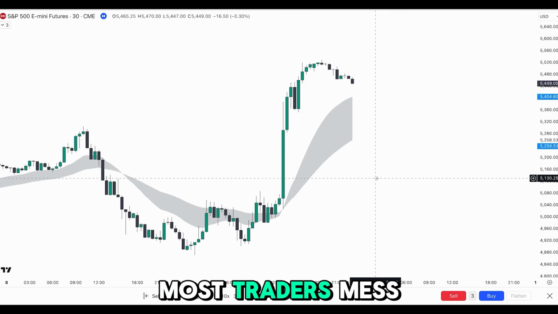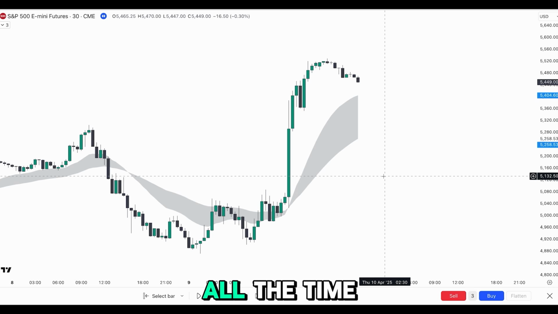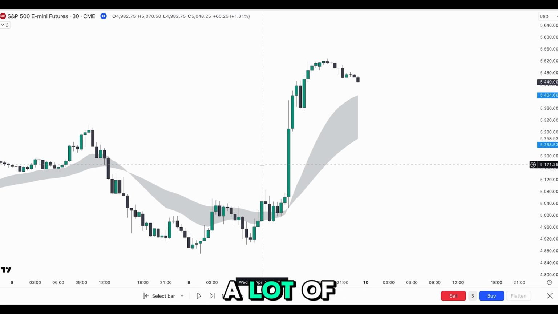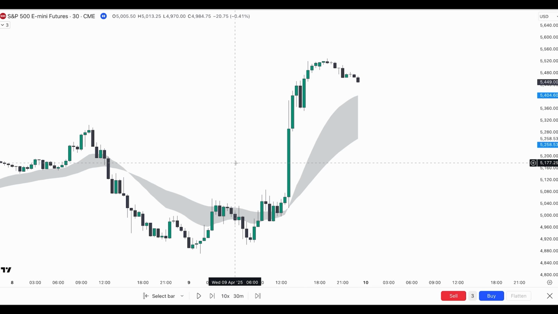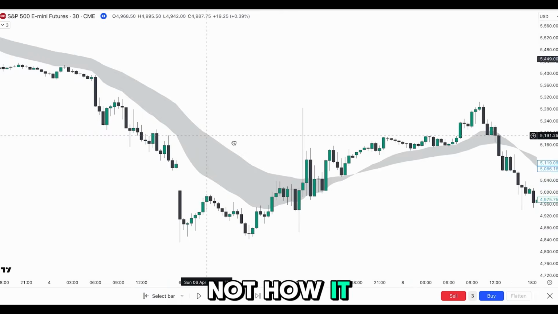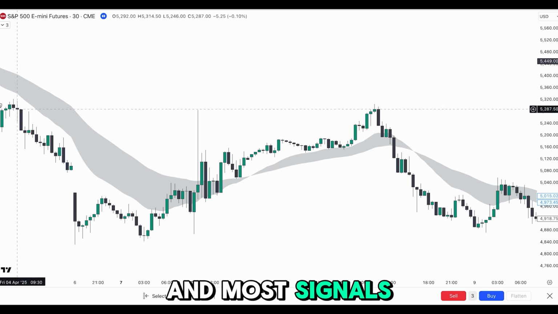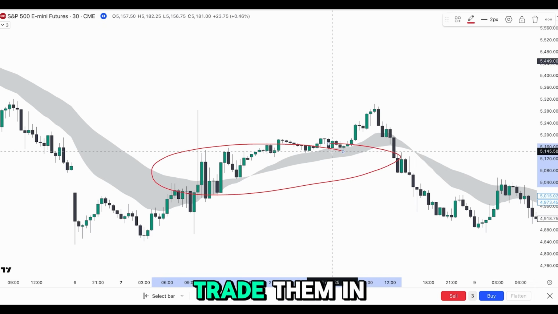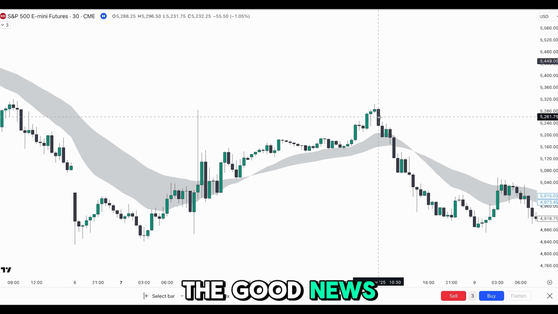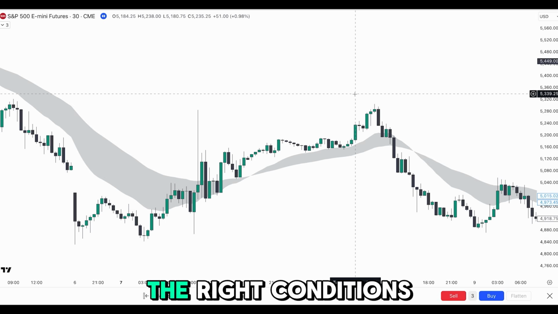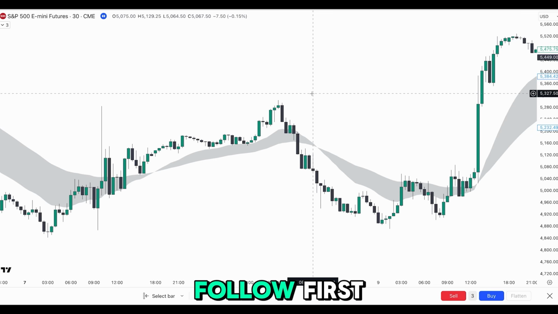Now here's where most traders mess up. Cloud bounces happen all the time, but they don't all work, and that's the trap. A lot of people think, if I see the signal, I take the trade. But that's not how it works. Because the truth is, most setups fail, and most signals fail. To get the winning ones, you need to trade them in the right conditions. The good news is, for the 5-minute cloud bounce, the right conditions are really simple and easy to follow.